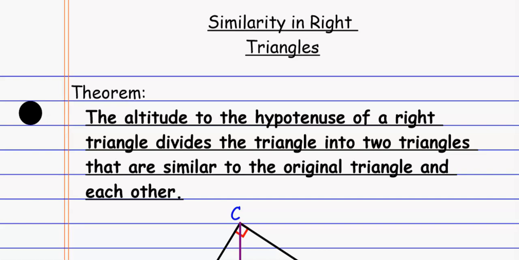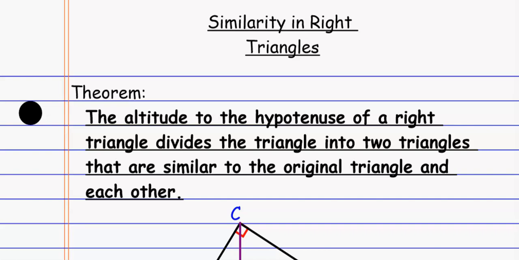Hi there, folks. Today we're looking at similarity in right triangles, okay? And basically what's going to happen here is we're going to start off with a right triangle. We're going to drop an altitude down through this thing, and it's going to give us more right triangles. And the idea here is that all the right triangles it gives us, they're all similar triangles, okay?